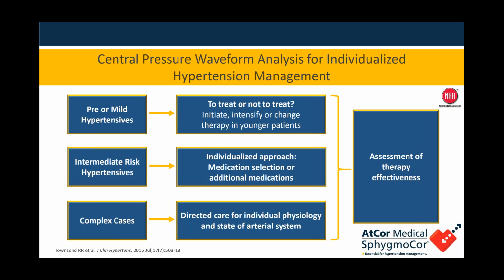And then finally, in complex cases, it's very useful because these patients are very challenging and often have big discrepancies between systolic blood pressure measured brachially versus centrally. This can really aid in giving you confidence in knowing that you're managing them appropriately and aggressively enough, or not overly aggressively. And so this all leads to improved effectiveness of your therapy and hopefully improved outcomes in your patients.